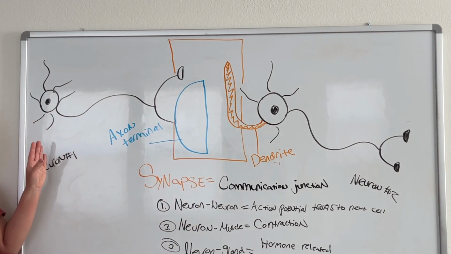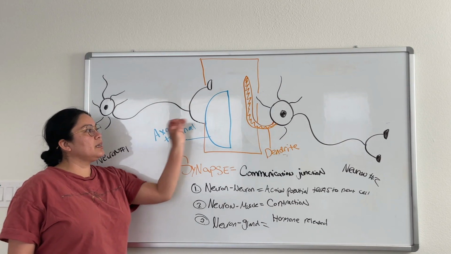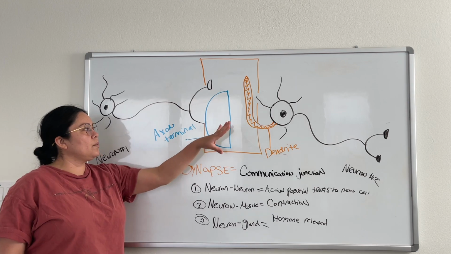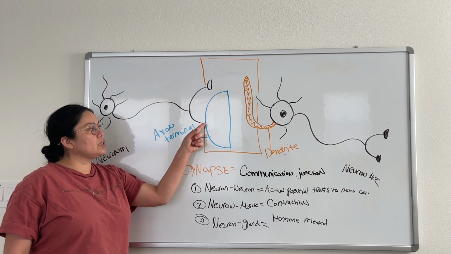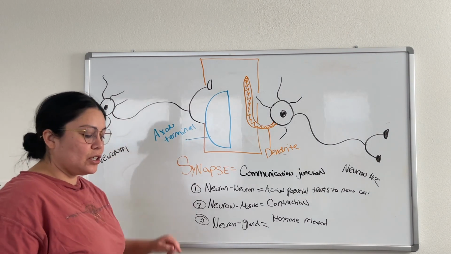And why is the axon terminal involved here? When neuron number 1 wants to send out a signal, it's going to do so through the axon and the axon terminal. Okay, so let's look inside of the axon terminal.